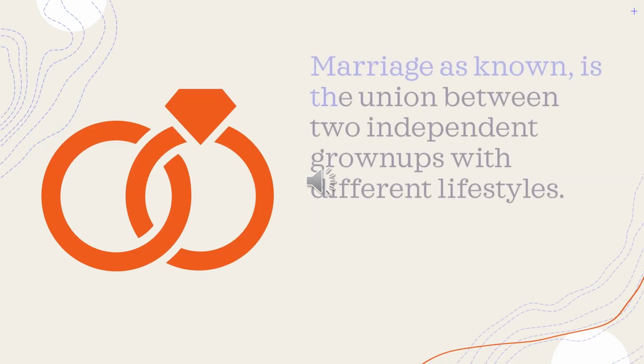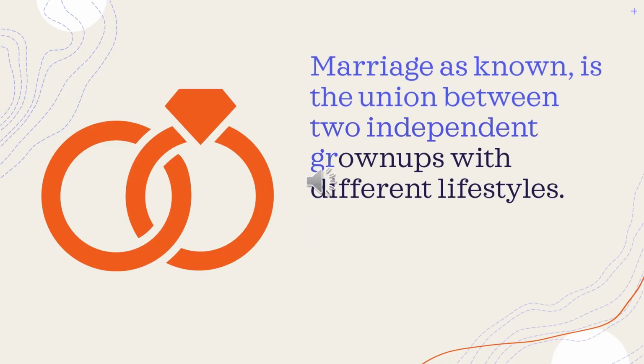Marriage as known is the union between 2 independent grown-ups with different lifestyles. Once you've made the decision to get married, you become dependent individuals who now depend on each other to make the cohabitation visible and lasting. One must let go of one's spoils. It might not be easy to let them all go at a time, but strategically and with time, all will be good to retain the intensity of the marriage.